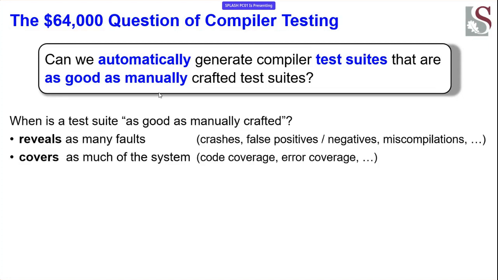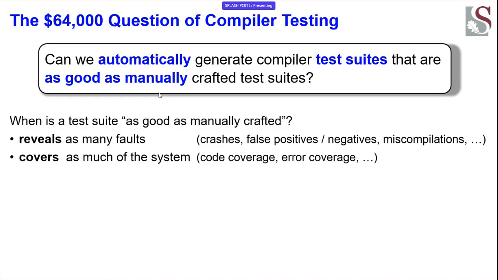The first thing to know is, what does it mean as good as manually crafted? Right, so there are 3 dimensions to this. The first one is it reveals as many faults in the underlying compiler as the manually crafted one. Right? Crashes or false positives or false negatives or miscompilation. Compiler crashes you really don't want to see.